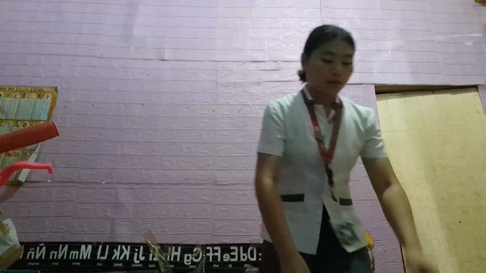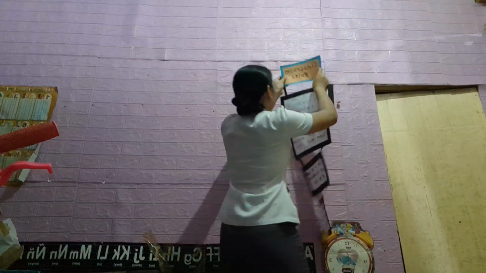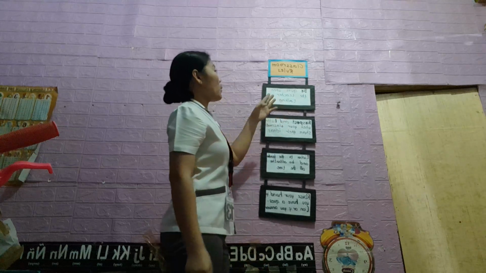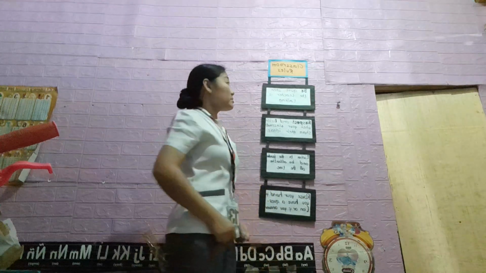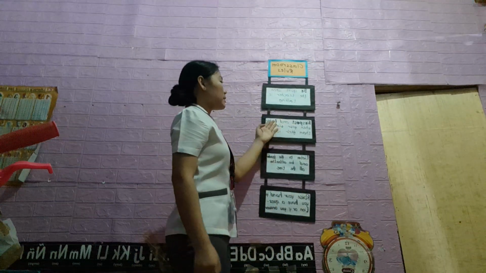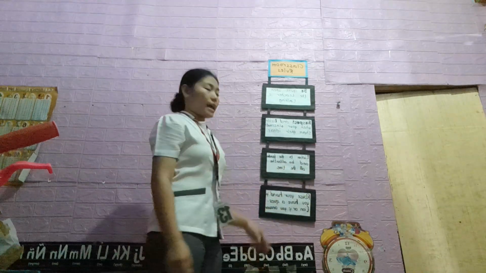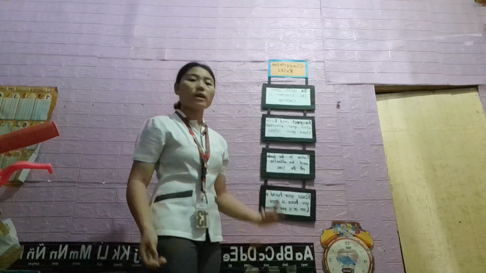And I want to present to you our classroom rules. I want you to follow our classroom rules during our discussion. First is be quiet when the teacher is talking. Respect and listen when your classmates share their ideas. And listen to the teacher and be attentive all the time. And the last is raise your hand if you want to answer or if you have some question.